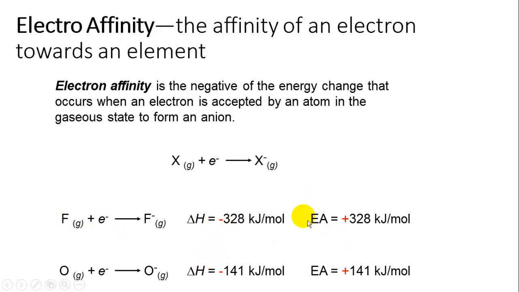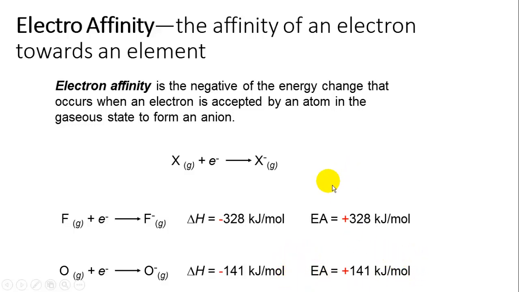So flipping that sign, the electron affinity of fluorine towards one electron in the gaseous state is 328 kilojoules per mole. So the higher, the more positive the number is, the more electron affinity that is, and also the more electronegative that element is. Looking at oxygen, oxygen is also electronegative. Gaining an electron for oxygen results in a release of 141 kilojoules per mole to the surroundings. That minus sign means release of energy to the surroundings, so the electron affinity is just flipping the sign to plus 141 kilojoules per mole.